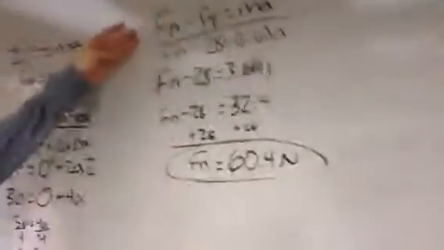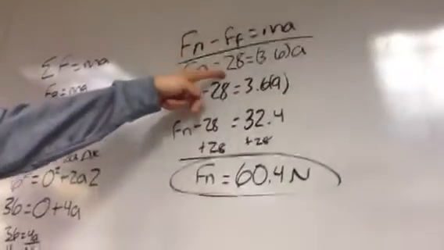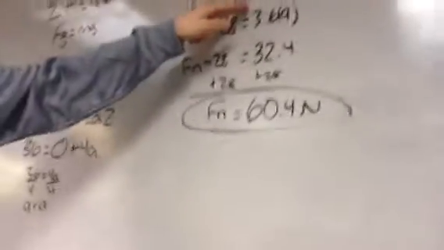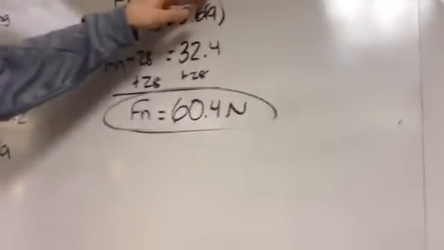So we go over to our force equation over here, which is force normal minus force of friction is equal to mass times acceleration. Force normal minus 28, because we already know the force of friction is 28, equals 3.6 times acceleration, and mass is 3.6.